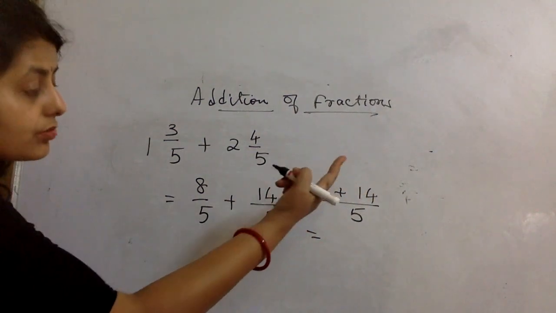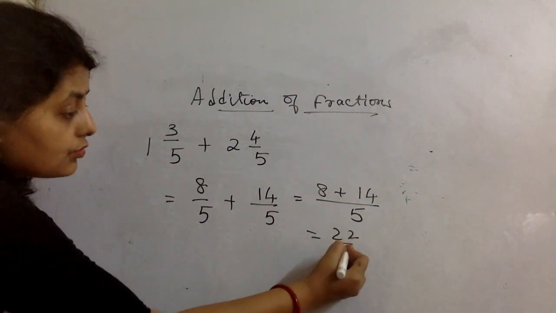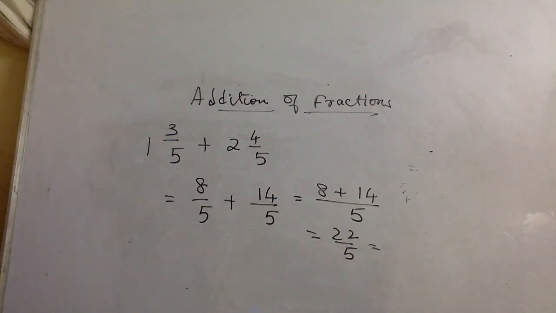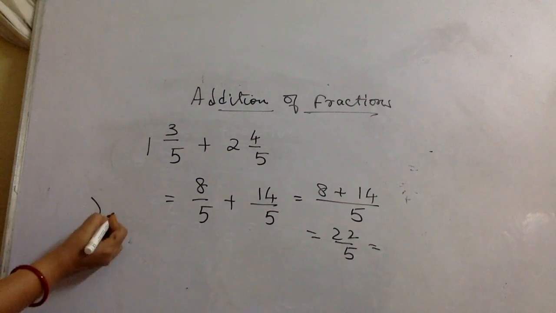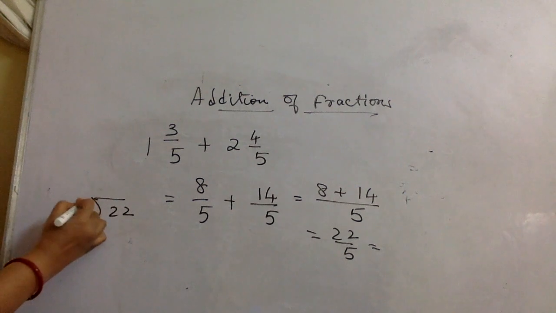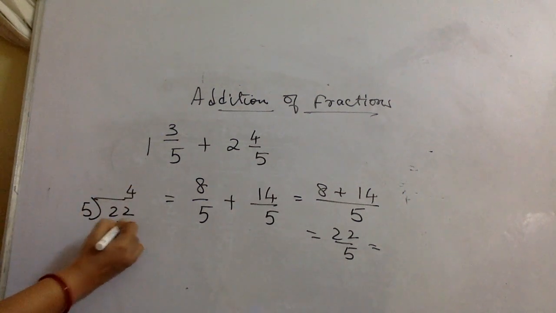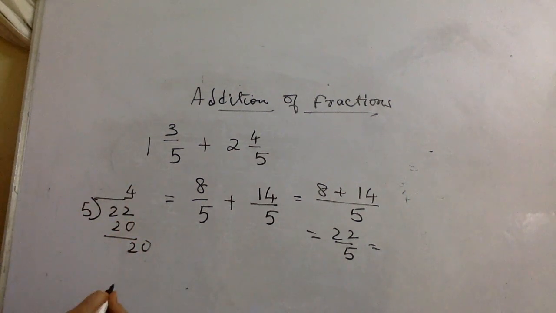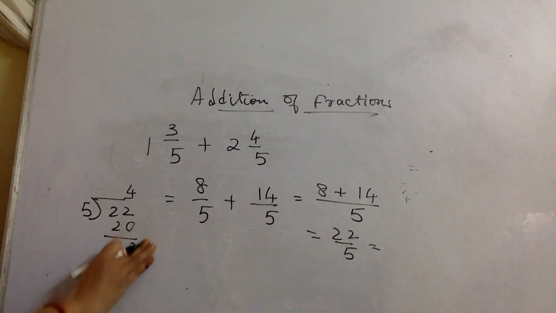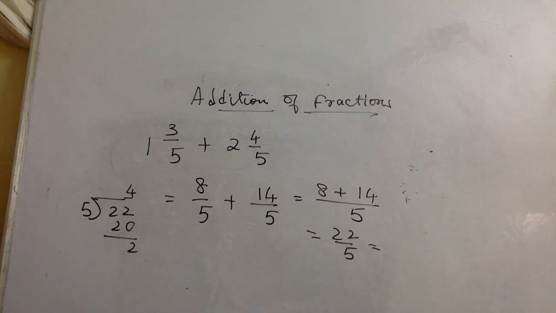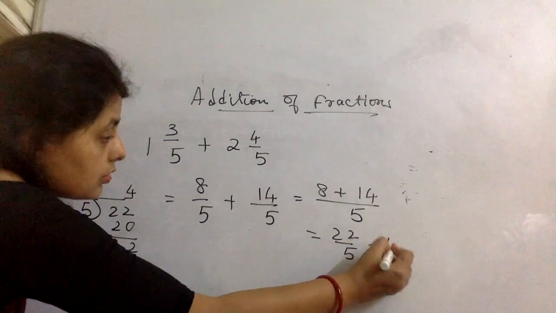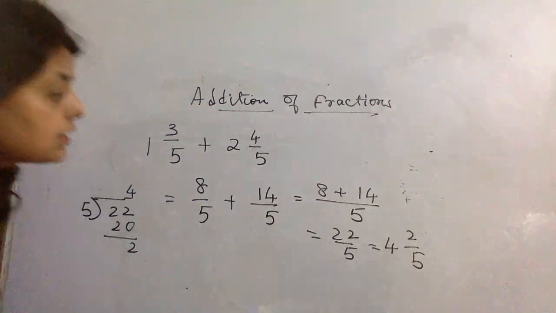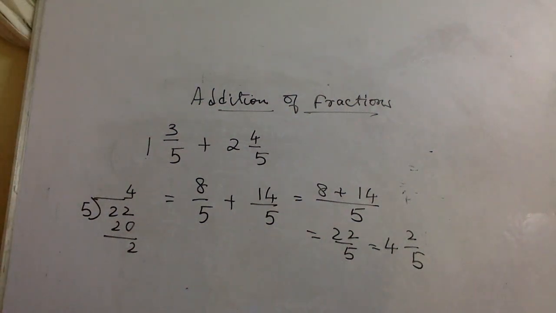So that makes how much? 22. 22 by 5, that is how much? 22 by 5, you can convert it to mixed once again. So if I divide like this, you can check it here, 22, 5 fours are 20, and the remainder is 2. So 4, 2 by 5, okay, 4, 2 by 5, that is the mixed fraction we get out of this.